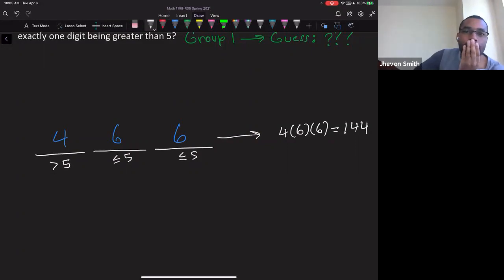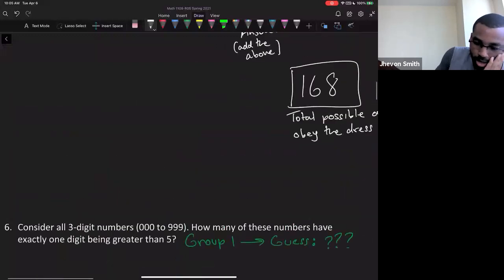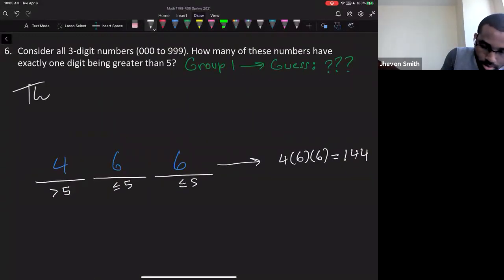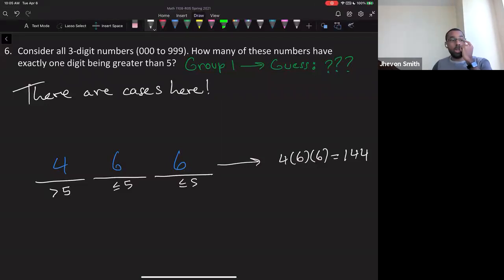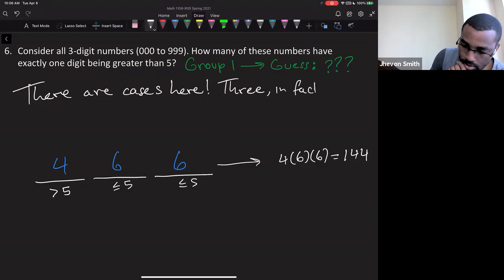Not quite. Is it possible that you're missing something else? So there are cases here. How many cases would there be? Anyone have any idea how many cases? Is it three? Three, yes. What are the three? What did you think about those three cases? That the greater than five is in the first digit or the second digit or the third digit.